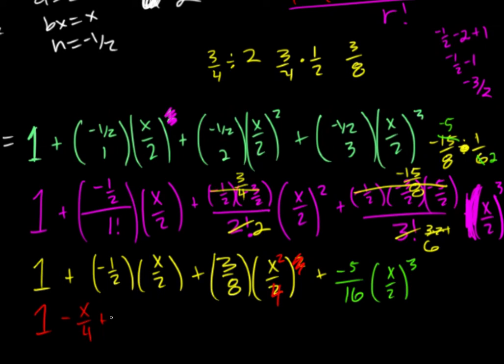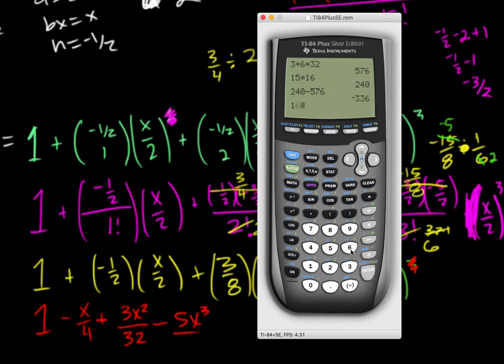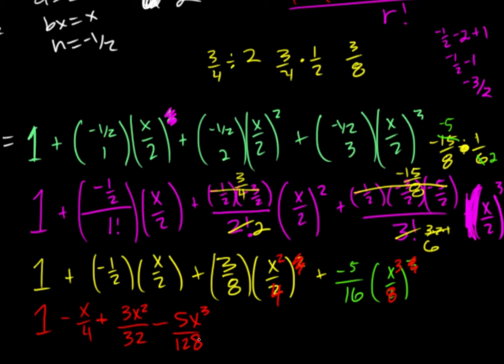And so we're going to end up with 3x squared over 32. And then this one over here, we're going to get x cubed and 8 on the bottom. So we'll get minus 5x cubed over 16 times 8, 128. Alright, so that's it for part A on there.